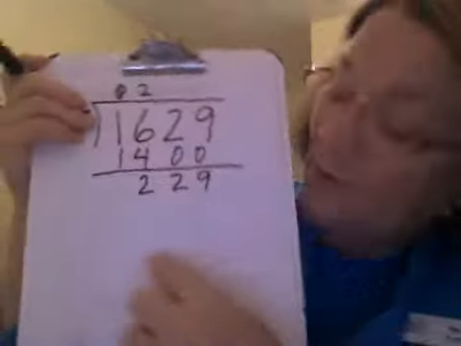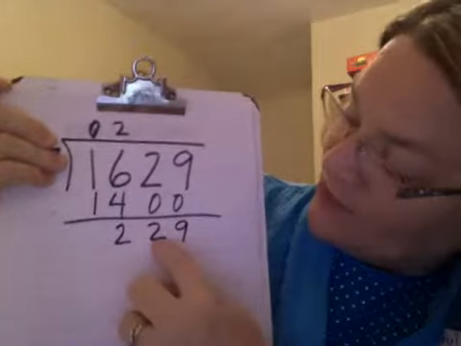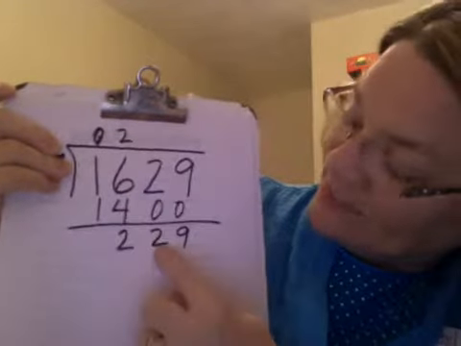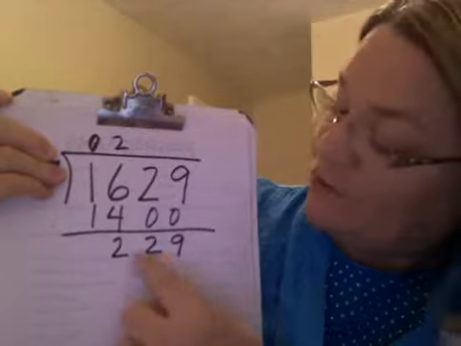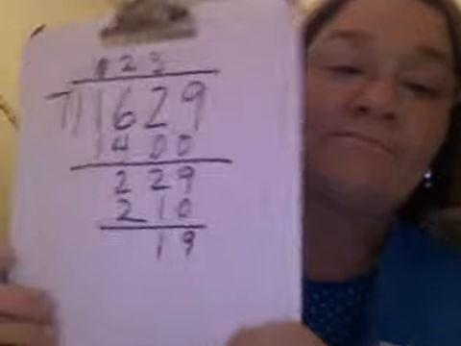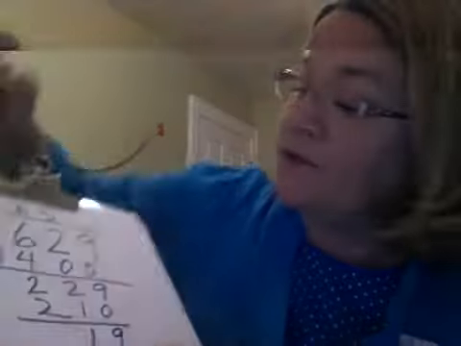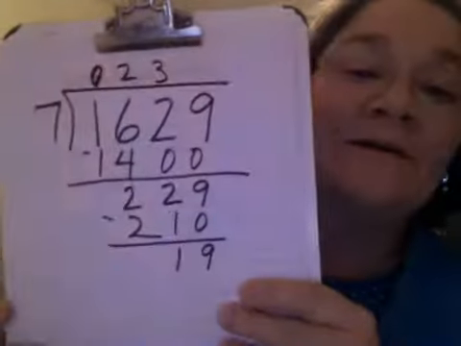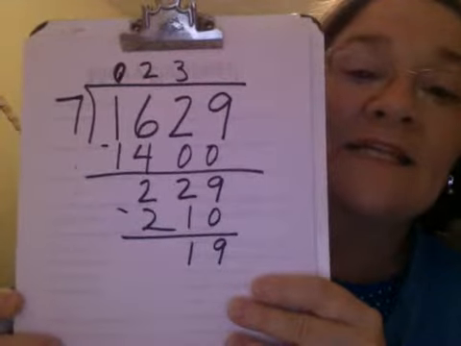All right, so then the next one is, well, here we go again. Now we have 22 tens, because we're in the tens place. So we have 22 tens, and we know that 3 times 7 is 21. So we subtract. We're doing our little subtracting here, and that gives us the 19.